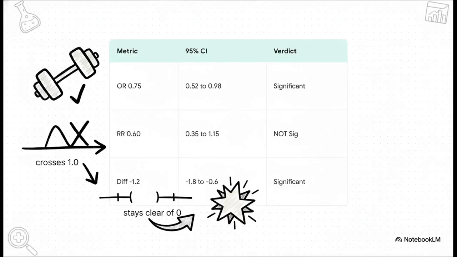Let's build some muscle memory with a rapid-fire drill. Example A, an odds ratio of 0.75, with a CI from 0.52 to 0.98. This is a ratio. The interval stays totally clear of 1.0. Verdict? Significant. Example B, relative risk of 0.60, CI from 0.35 to 1.15. Uh-oh, this one crosses 1.0. Verdict? Not significant. Example C, mean difference of negative 1.2, CI from negative 1.8 to negative 0.6. This is a difference metric, so we look at 0. It stays clear. Verdict? Significant. Do you see how fast that is once you know what to look for?